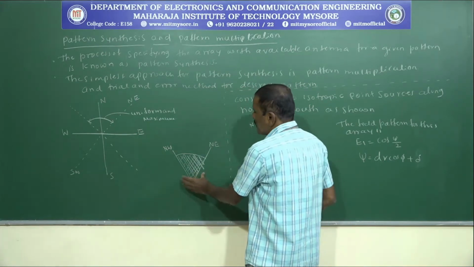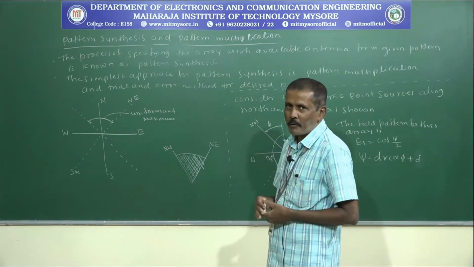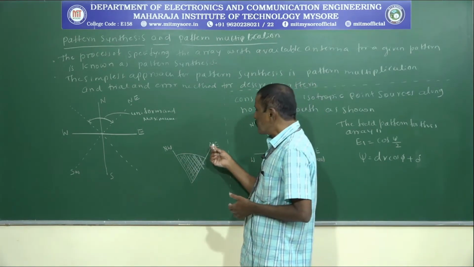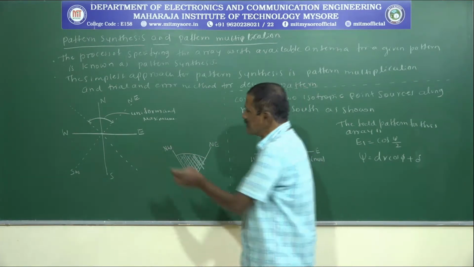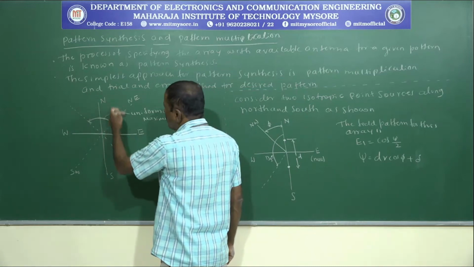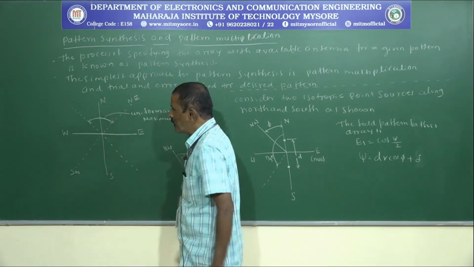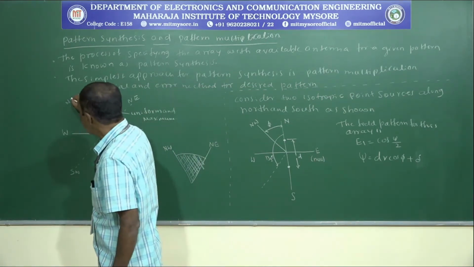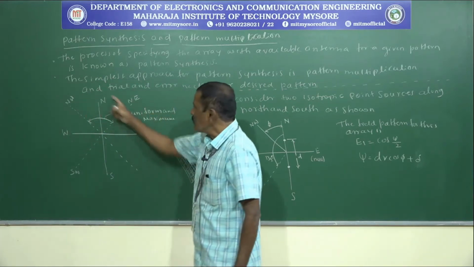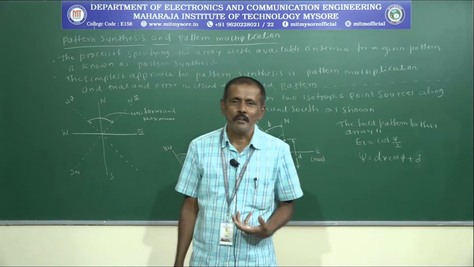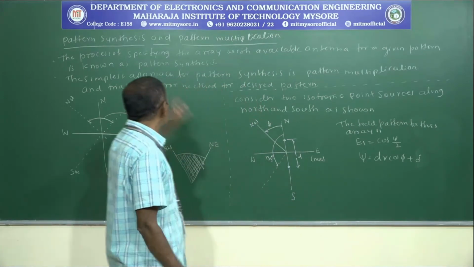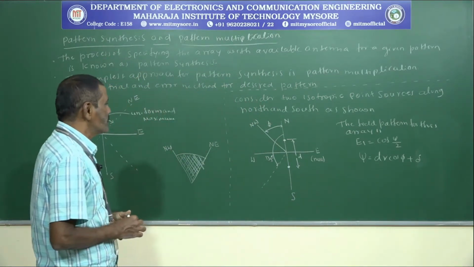Now, for example, this is the desired pattern that we want to have, that is, the pattern should be in between northeast and the northwest. So you want to have a pattern at this particular point, because this is your northwest. You want to have a pattern like this. So that you can achieve, or any type of pattern you can achieve using the pattern synthesis.